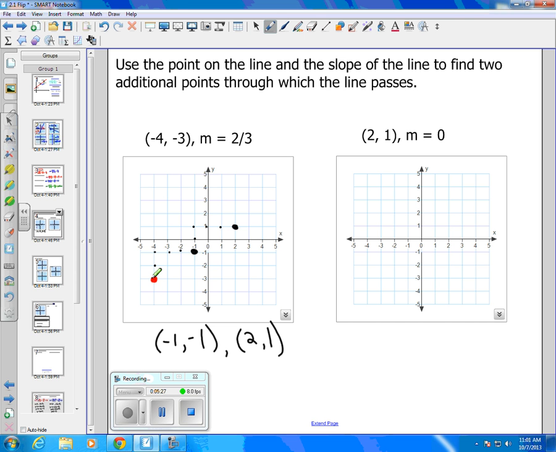The next one, you can see we have the point 2, 1. And then it says that the slope of our line is 0. Well, we just looked in the last slide, we saw that the slope of a horizontal line is 0. So any point that exists on this line would satisfy. So I could use the point maybe 3, 1. And then if I wanted to get crazy, maybe I would include -4, 1. It doesn't matter which one you pick.